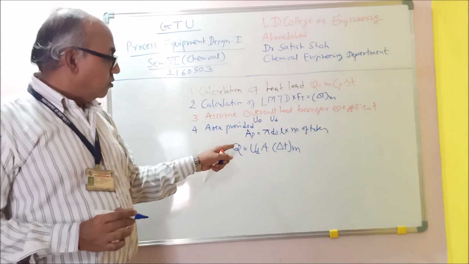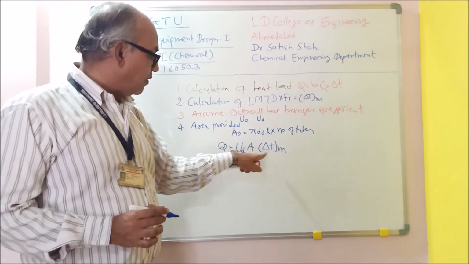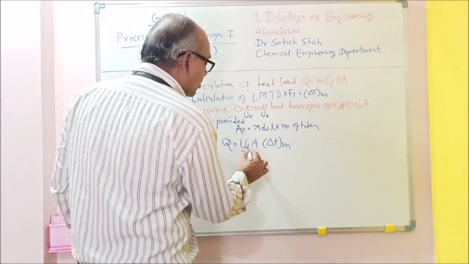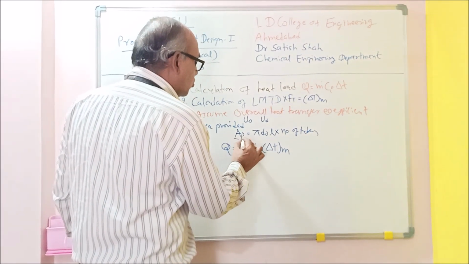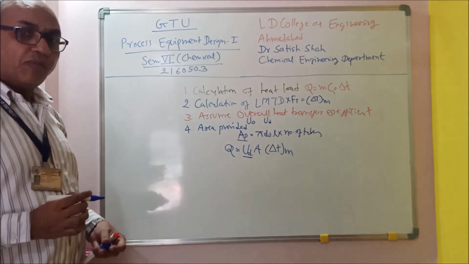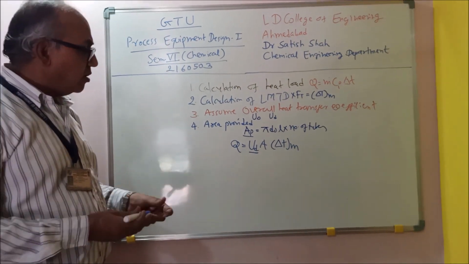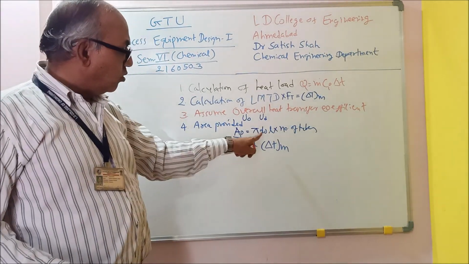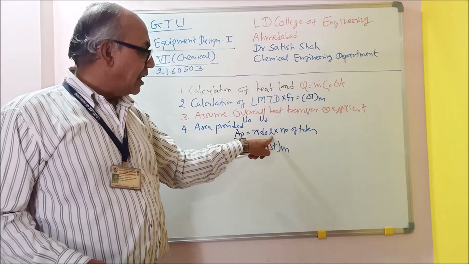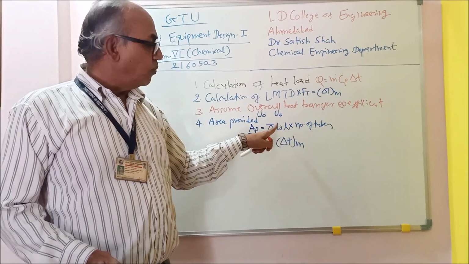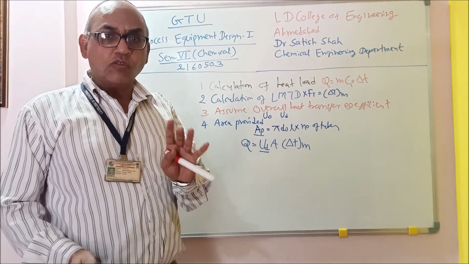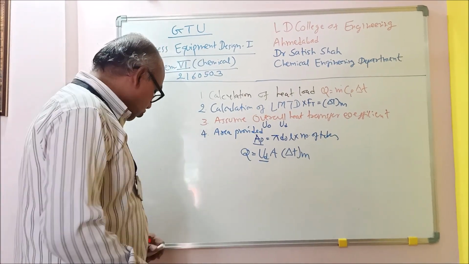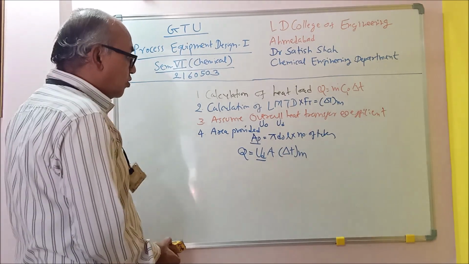So now this value will give you the value of area, and when you assume the value of UD, whatever value of area you are getting, that is known as the area provided. So area provided will be known to you, and then area provided is equal to pi DO L into number of tubes, where DO is tube outer diameter and L is tube length. If these two parameters are known to you, or you can assume them, you will get the number of tubes. So now you have the number of tubes available with you.